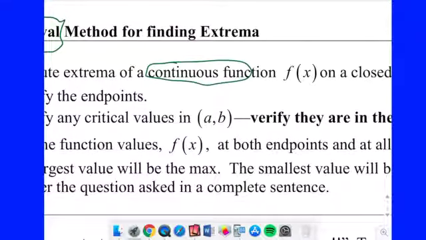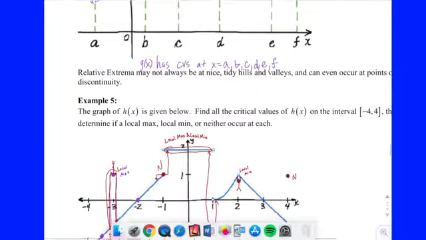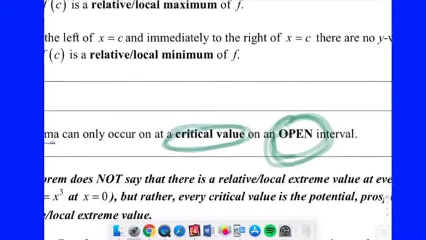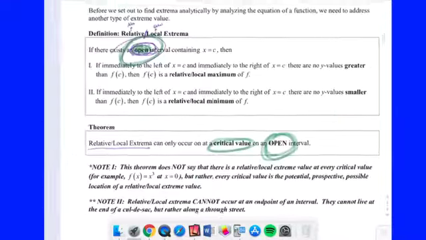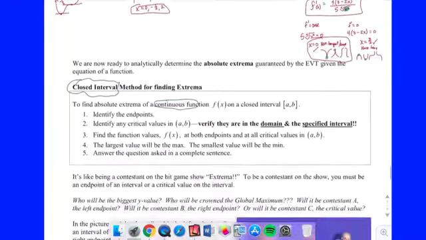Right now, we're 100% confident that it's going to be at one of those endpoints or one of those critical values because of what we've been doing. Okay, that was actually a theorem that said local extrema can only occur at a critical value on the open interval. So relative extrema are possible absolute extrema.